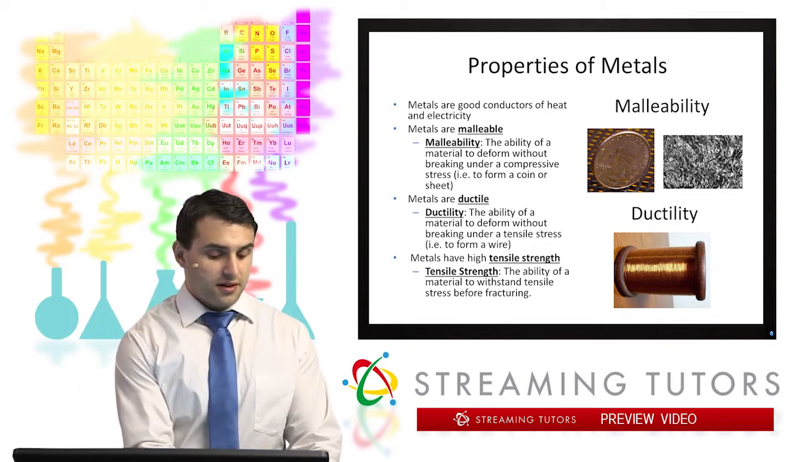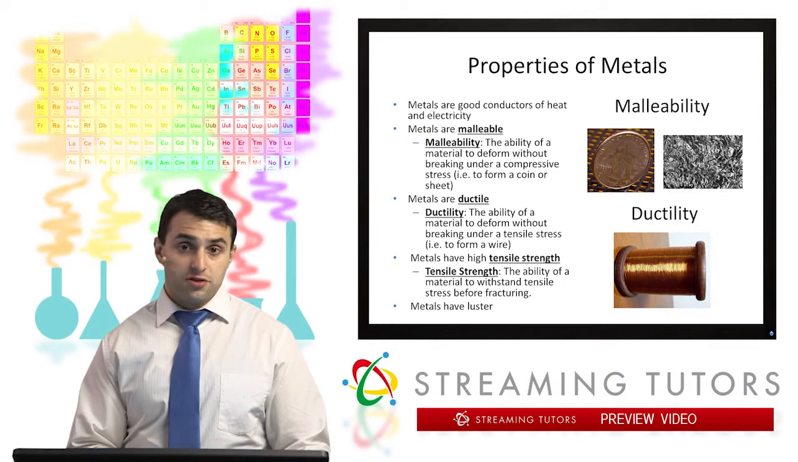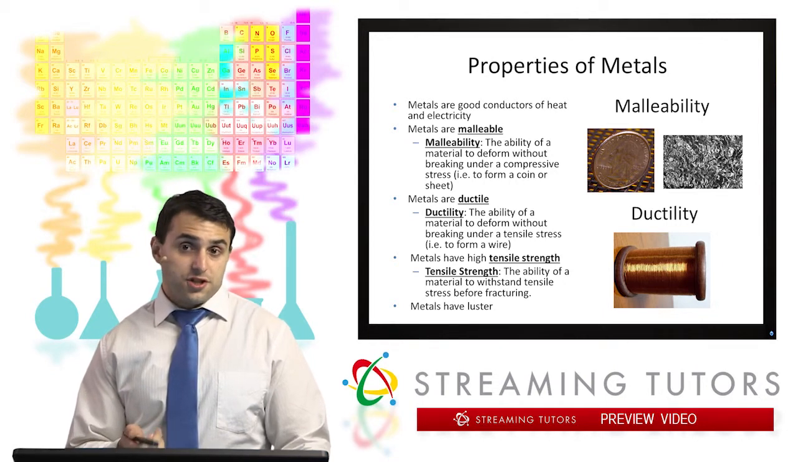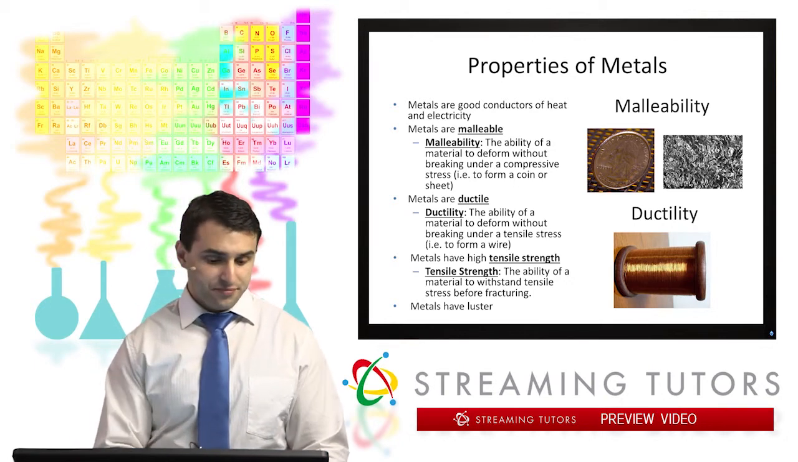And then lastly, metals also have that characteristic luster. They're pretty shiny, usually gray, shiny-ish, something like that. I'm sure you've seen metals, anything like steel or iron, things like that.